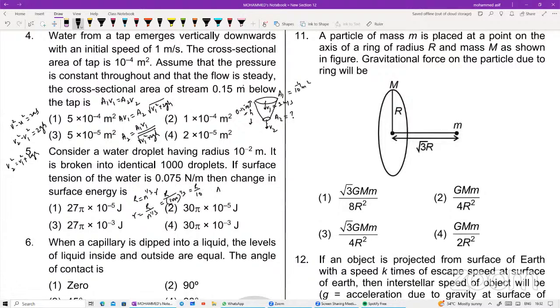So the area of the smaller one will be equal to how much, beta? 4 pi into r1 square. The area of the larger one will be equal to how much? How many droplets are there? 1000 droplets. So that will be equal to 4 pi into capital R square into n, and n is 1000. So that will give me the answer, 4 pi R square into 1000.